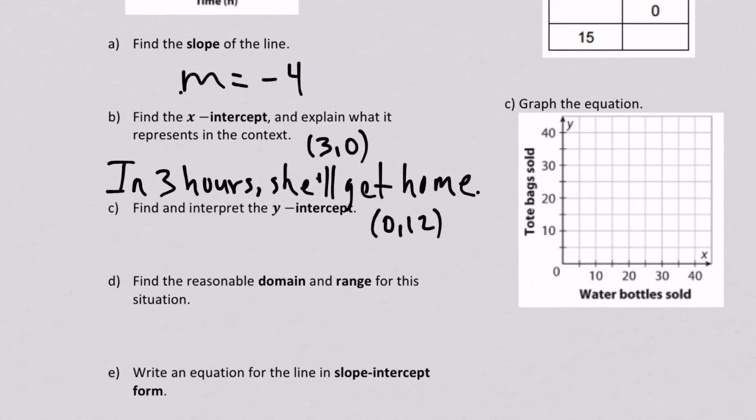0 stands for the number of hours. 12 stands for the number of miles. So in 0 hours, she is 12 miles from home. This means that at the beginning, or when she first starts running, or initially, she is 12 miles from home.